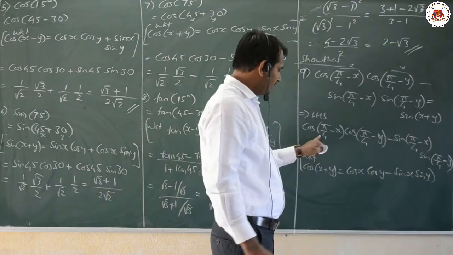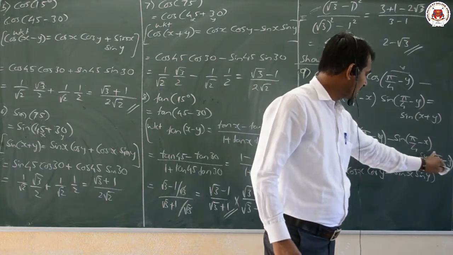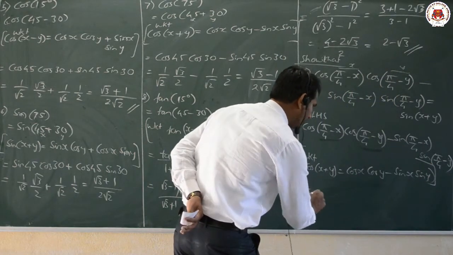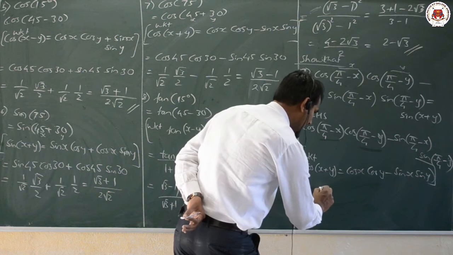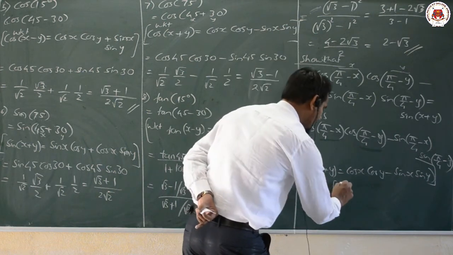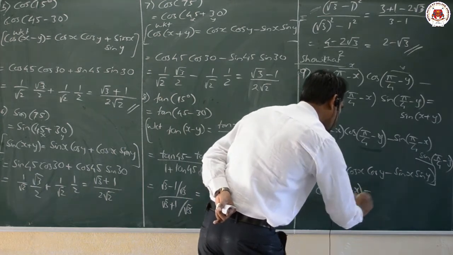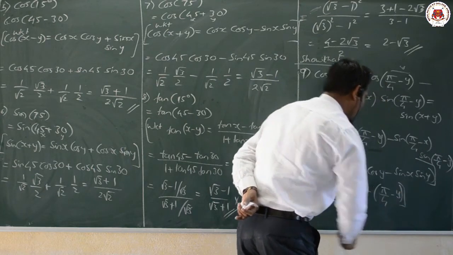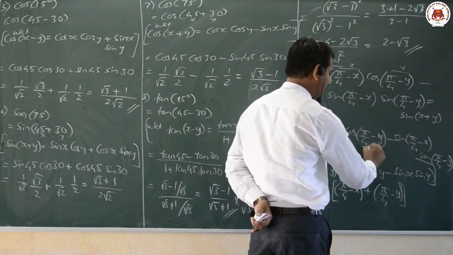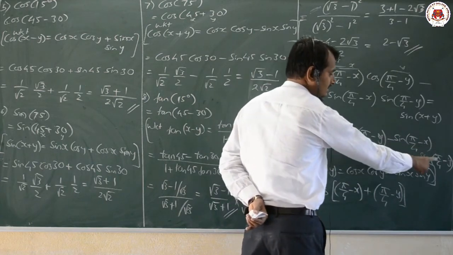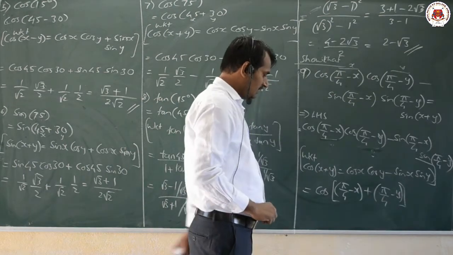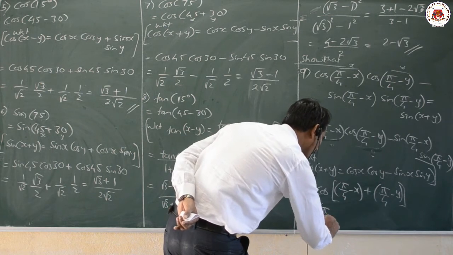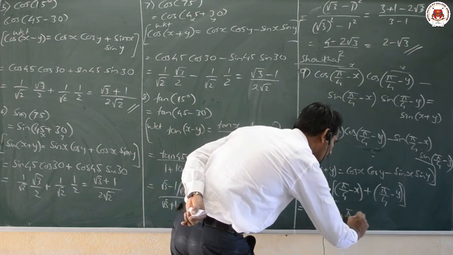Here we can observe that this whole term is x, this whole term is y, cos x cos y minus sin x sin y. According to this particular formula, what we can write is cos of x plus y. What is x here? Pi by 4 minus x, plus y, which is nothing but pi by 4 minus y here. This whole term is x, and let us take this whole term as y, cos x cos y minus sin x sin y. Now I will take the common parts, that is cos of pi by 4 minus x plus pi by 4 minus y.